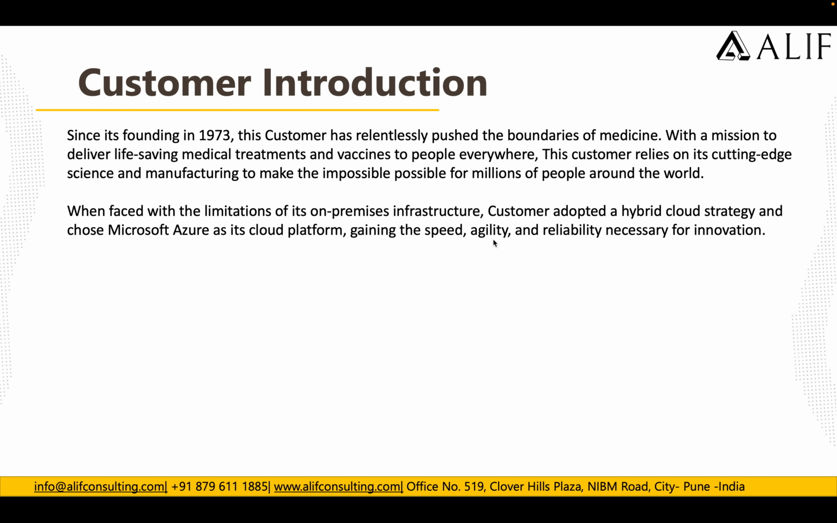So what the customer did, the customer adopted a hybrid cloud strategy and chose Microsoft Azure as its cloud platform, gaining the speed, agility, and reliability necessary for innovation. So with this, what does the customer get, right? As soon as they started using the hybrid cloud strategy, they have their production infrastructure running on-premise. At the same time, they have Azure to run their research, run certain applications, do innovations, and take the scalability, right? Take advantage of cloud scalability, modernization, and innovation. They have started doing it by choosing the Azure cloud with a hybrid cloud strategy.